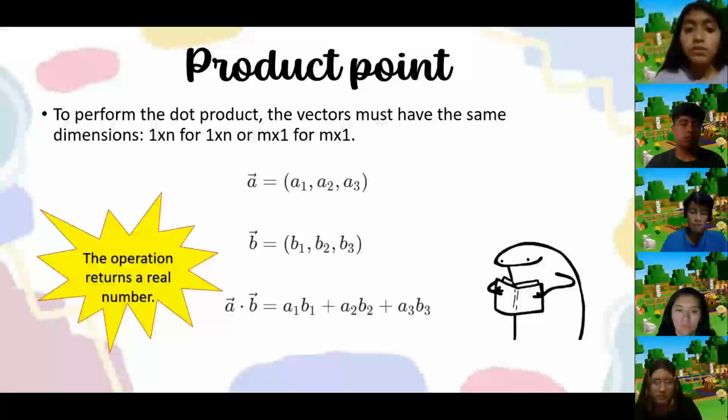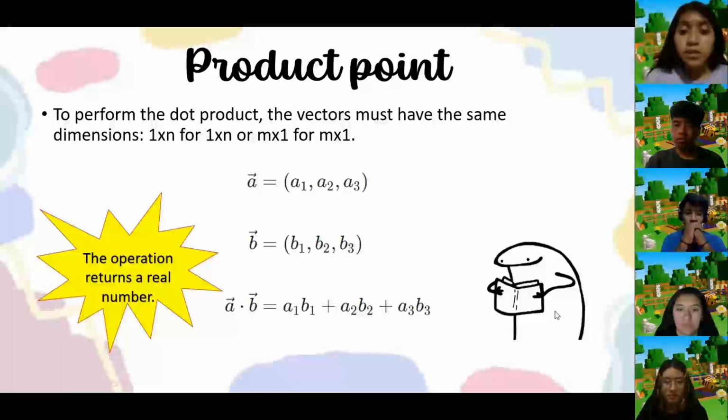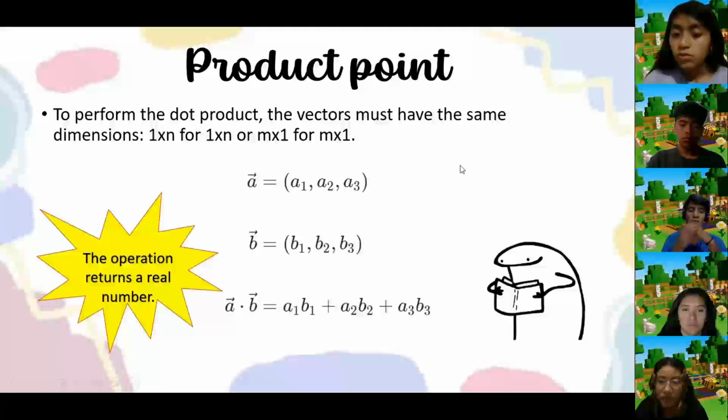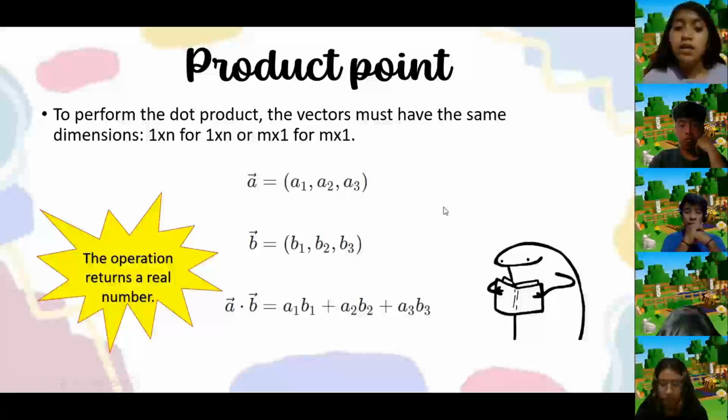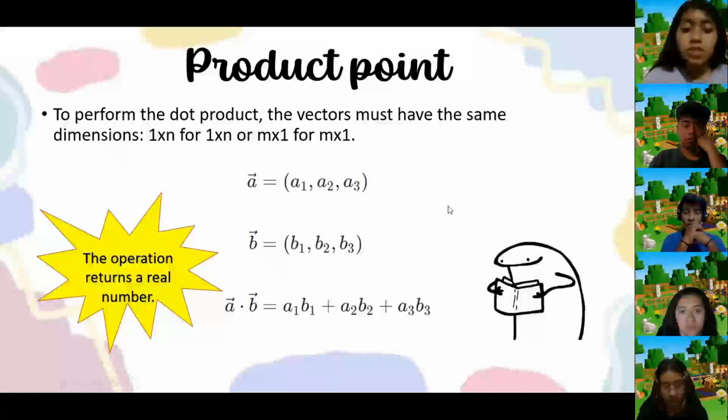For example, a vector A and a vector B. A dot product B is A sub 1 times B sub 1 plus A sub 2 times B sub 2 plus A sub 3 times B sub 3. The result is a real number. In my opinion, multiplying two matrices is easy. However, performing the dot product of two vectors is easier and faster.